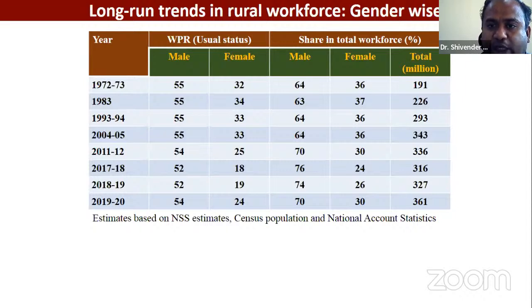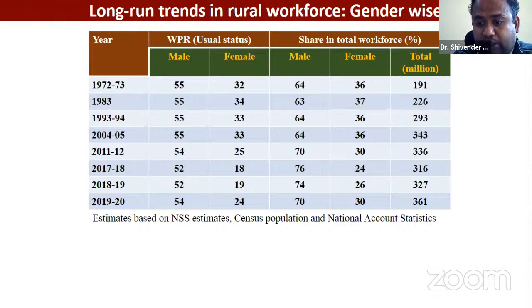So if we translate in terms of composition, we had about 191 million workforce in rural areas in 1972. It means that 19 crore workers were there in rural areas, out of which 64% were male and only 36% were female, because participation of male in the workforce is much higher as compared to the female.